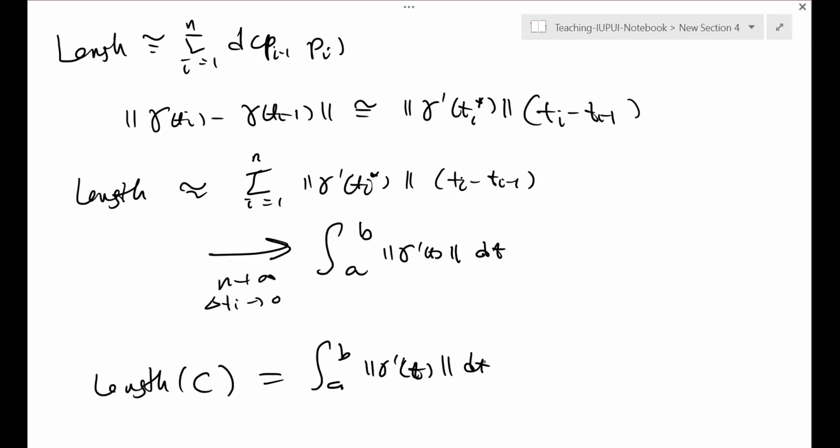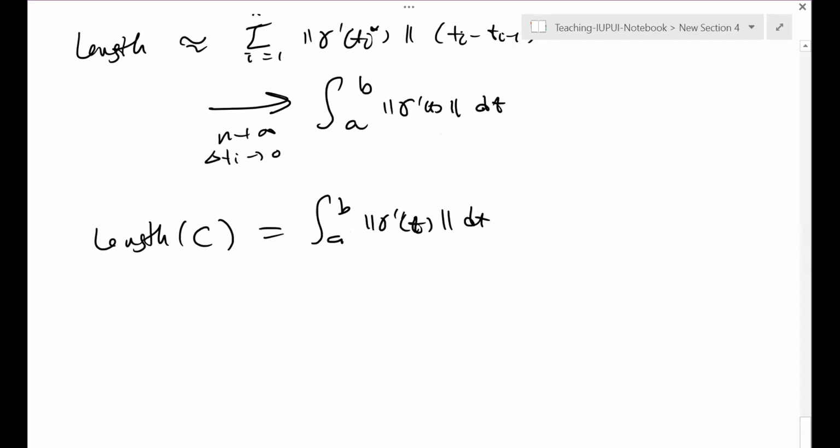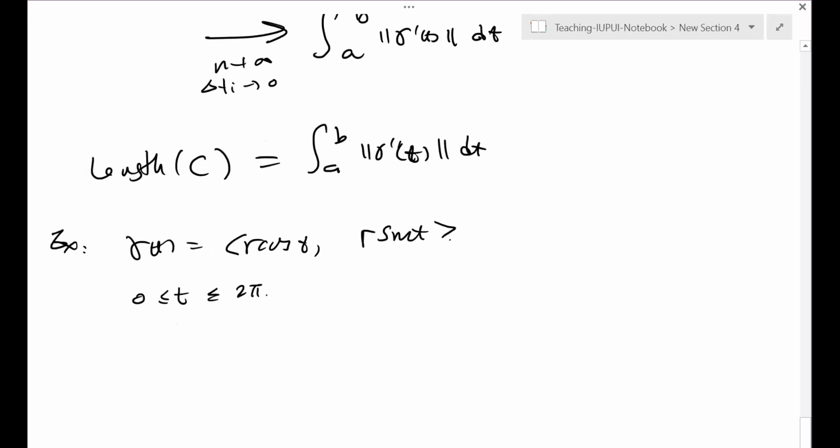So as long as you have a calculus idea, it's easy to derive the formula. All right, so let me take a look at an example. Gamma(t) is going to be (R cosine t, R sine t), and t is between 0 and 2 pi. So the image is a complete circle with radius R.